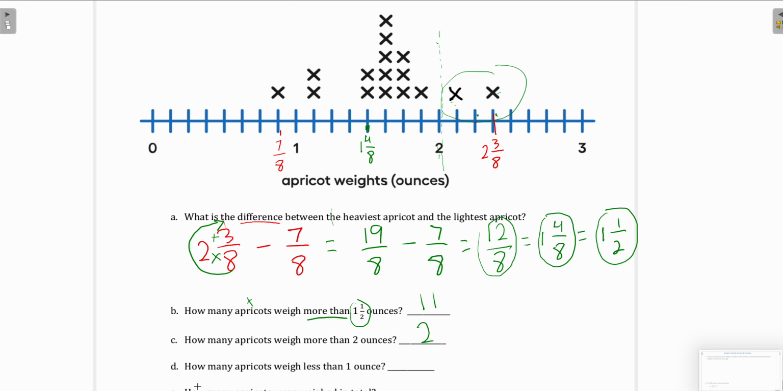Okay. How many apricots weigh less than 1 ounce? All right, you go to the 1 ounce. Go to 1 ounce over here. And you can notice that everything to the left is less than 1 ounce. And there is only 1 apricot there. So only 1 apricot weighs less than 1 ounce.